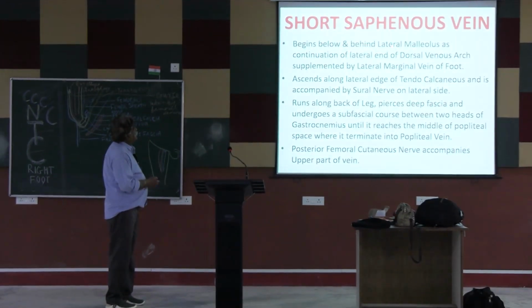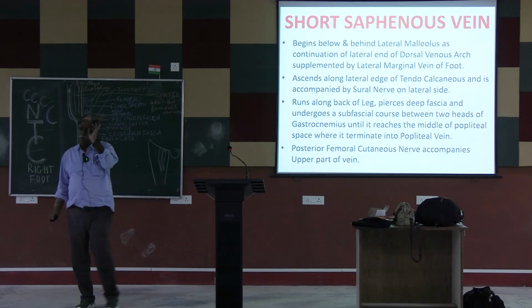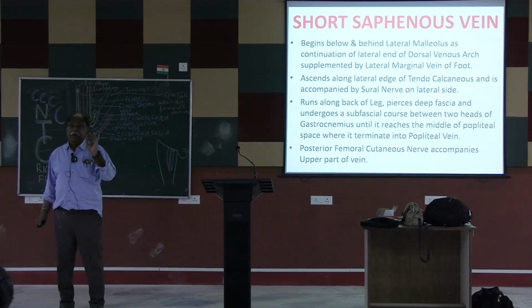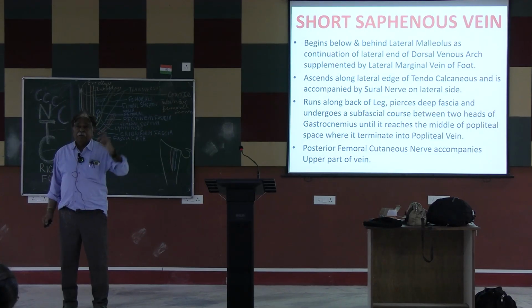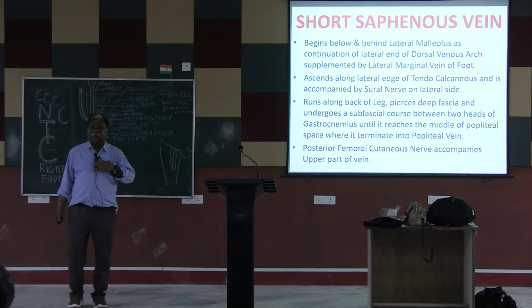Now, the short saphenous vein begins below and behind the lateral malleolus as a continuation of the lateral end of the dorsal venous arch, supplemented by the lateral marginal vein of the foot, ascends along the lateral edge of the calcaneus, and it is accompanied by the sural nerve on the lateral side. You will definitely find all this in the body that is placed in the dissecting hall.